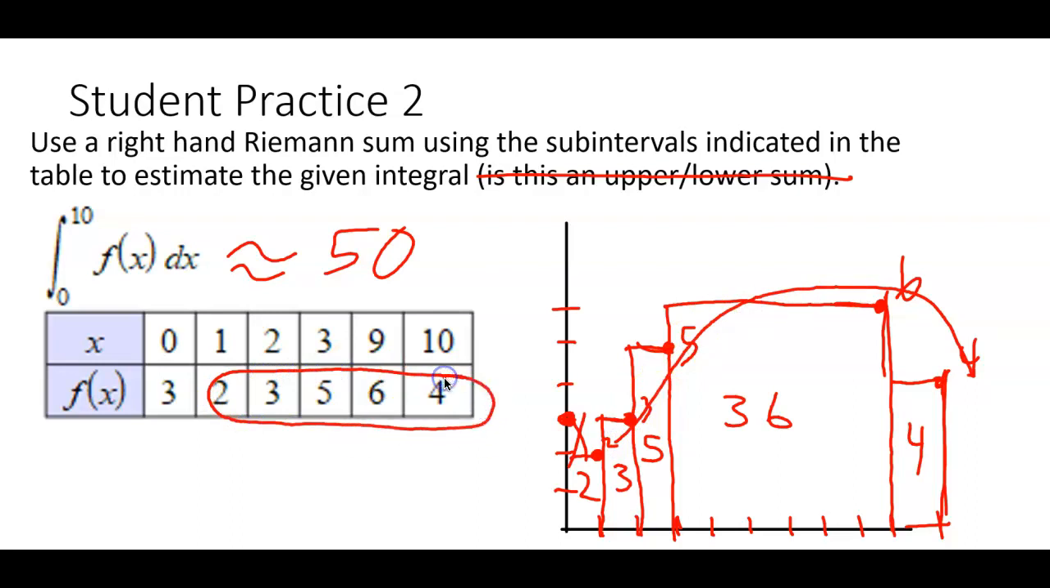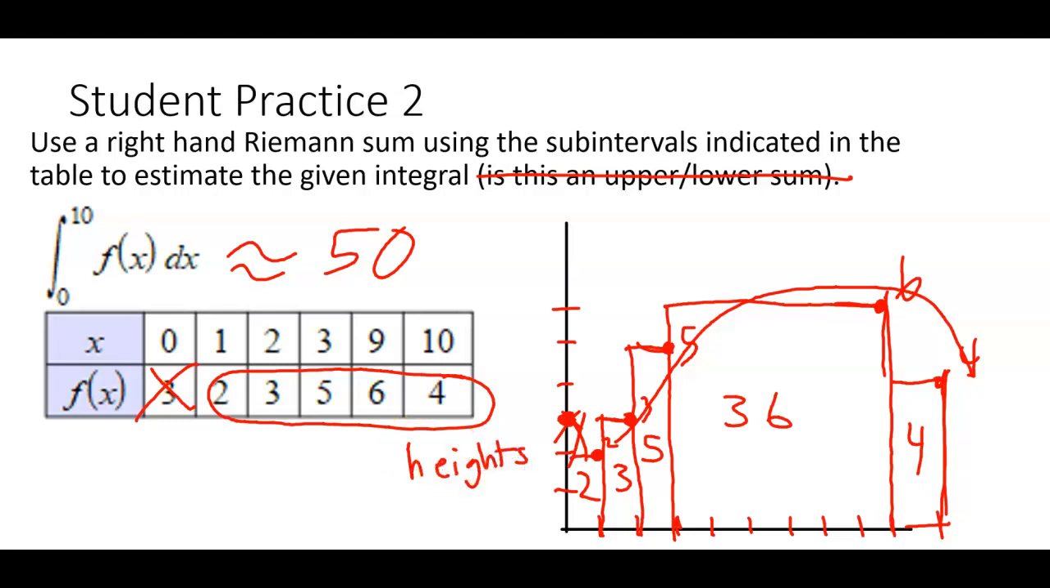There's all your heights, correct? I didn't use this one, right? So I don't use that one. You good? So you don't use the last number, but all these numbers here are your heights.